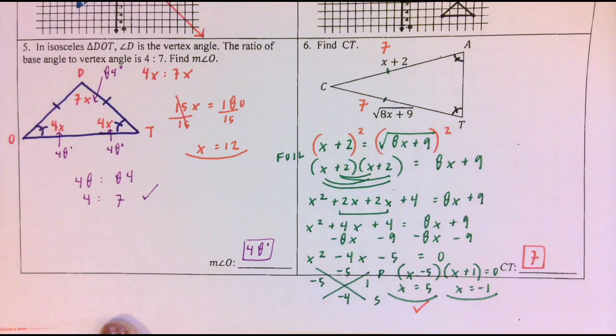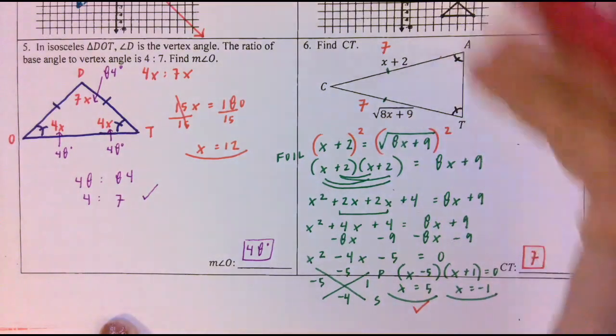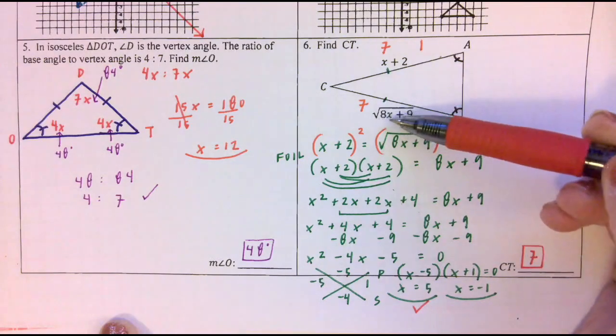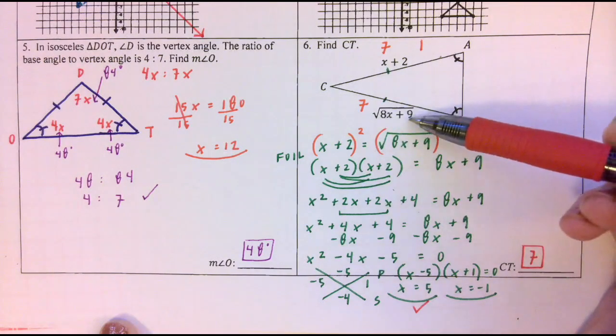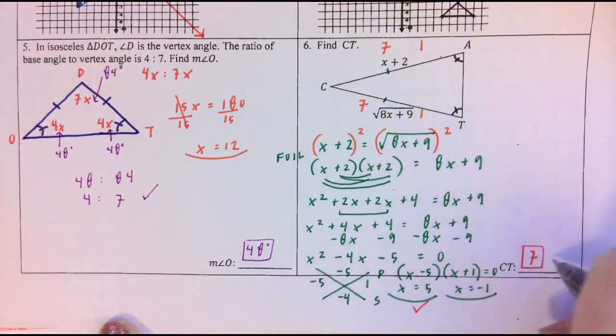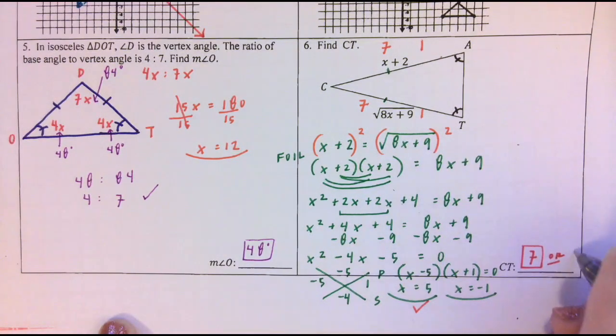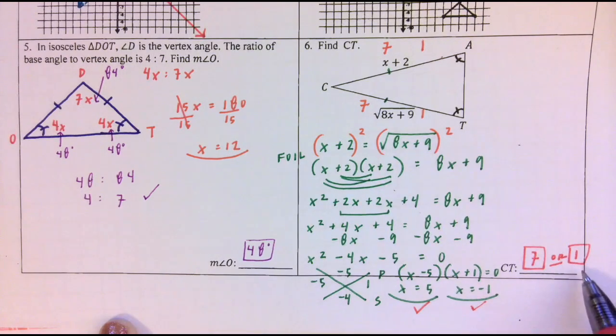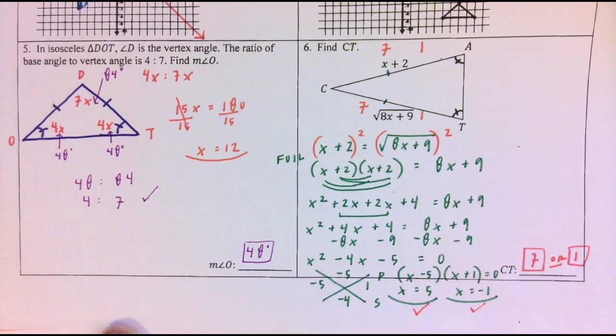Okay, let's try the negative 1. So negative 1 plus 2 would be positive 1. And if I plug it in here, 8 times negative 1 is negative 8, plus 9 is 1, and square root of 1 is also 1. All right, so we see that we have two options that work here. X could have been 5. It produces a measure of 7. X could be negative 1. It produces a measure of 1. So two solutions, they both work here.